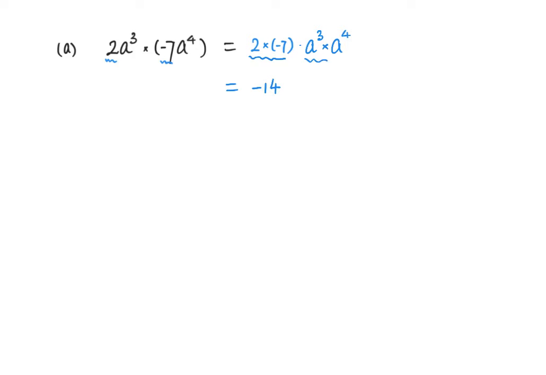And for the part a to the power 3 times a to the power 4, just apply the laws of indices. This law, a to the power m times a to the power n equals a to the power m plus n. So here you just have a to the power 3 plus 4. So which is negative 14 times a to the power 7.